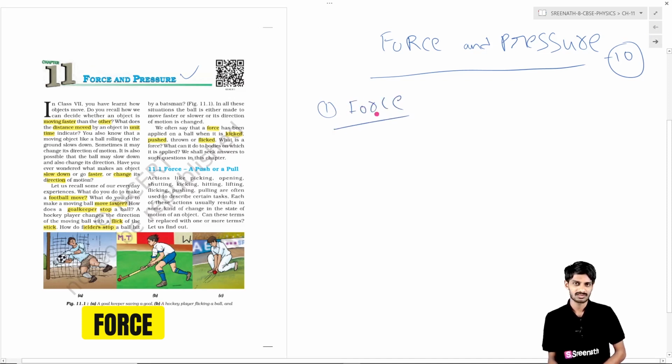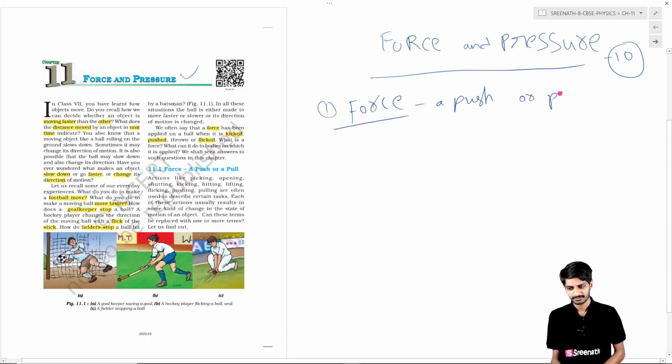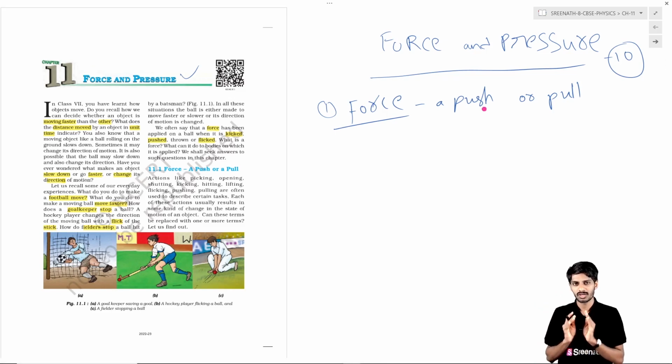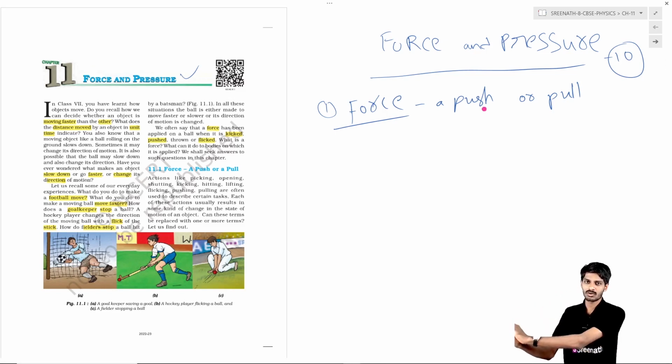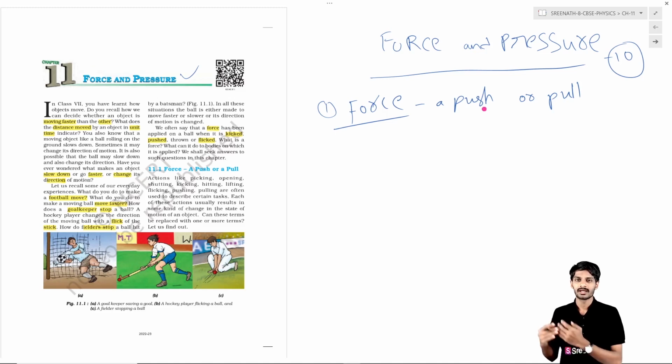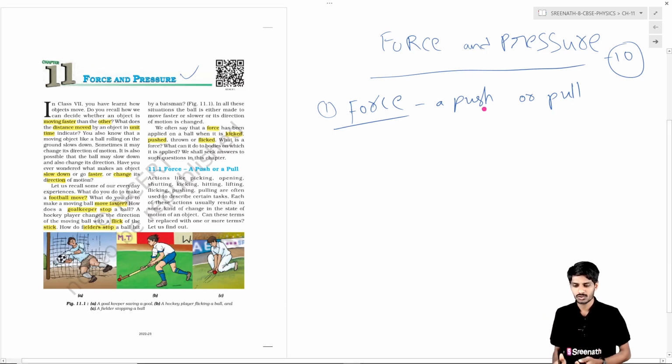What is meant by force? If anybody asks you what is meant by force, force is nothing but a push or pull. Do you know the meaning of push? We are pushing. What is pulling? Pushing means if you are moving anything away from us, that is called pushing. If we move anything towards us, that is called pulling.